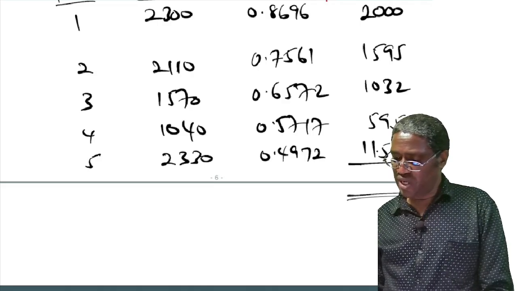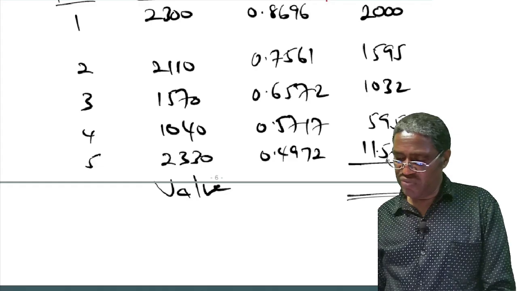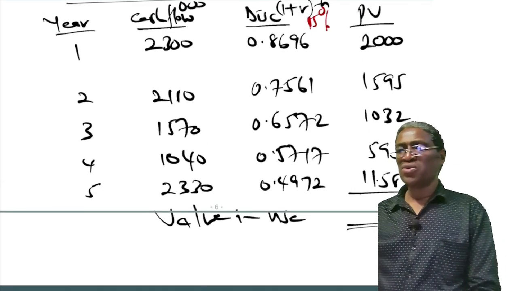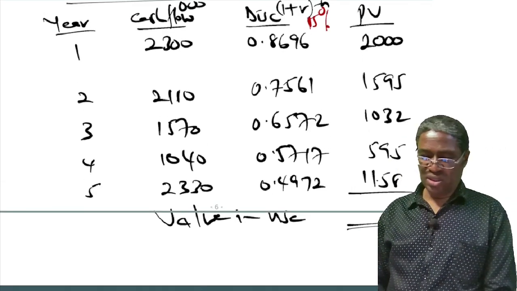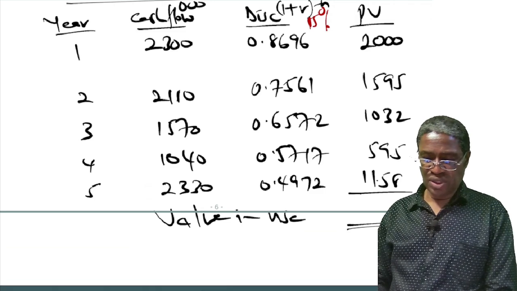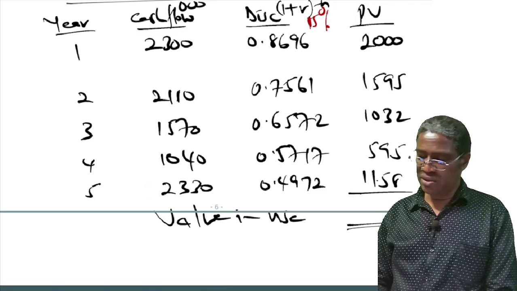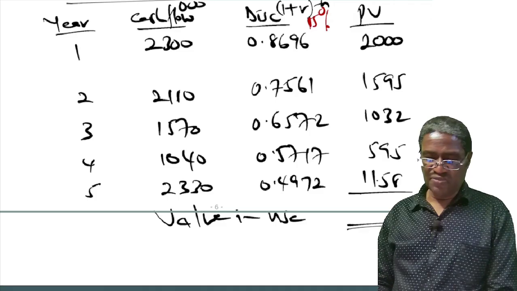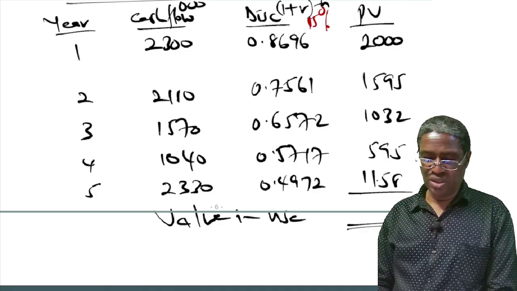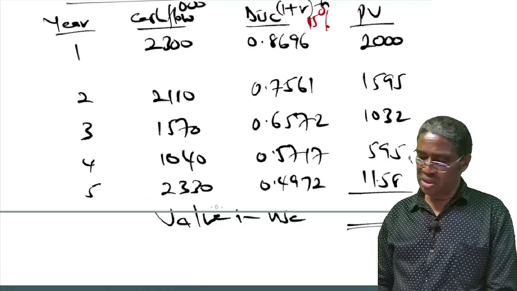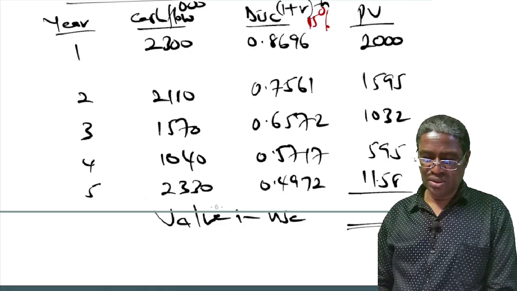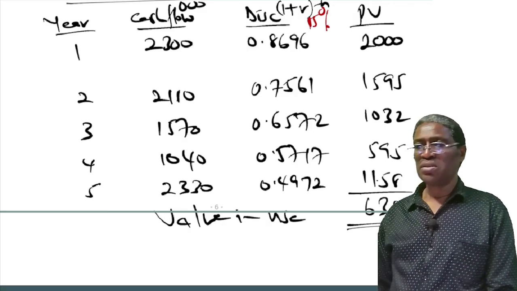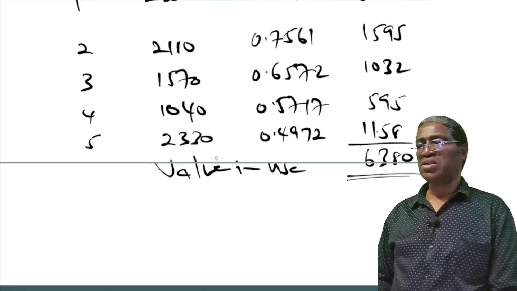So let me add those values to get what we are calling value in use. I take 2,000 plus 1,595 plus 1,032 plus 595, sorry, plus 1,158. I'm getting 6,380. Confirm. I'm getting 6,380.